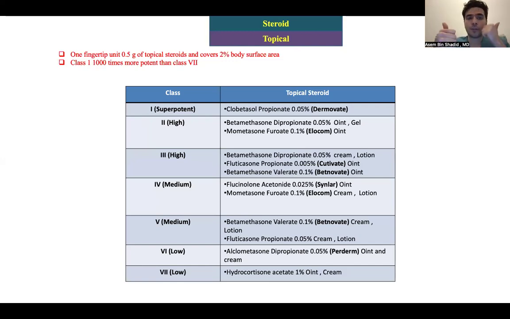What's the difference between ointment and cream? Cream always has, wait, let me look at the chat very quickly. Okay. Creams always have preservative, okay? So that's why most of the time in the dermatology clinic, we don't give creams. Like we don't give betamethasone cream or hydrocortisone cream because it has preservative. Preservatives mean that they have antifungal, antibacterial, antiviral inside the cream itself. So the cream does not go bad.